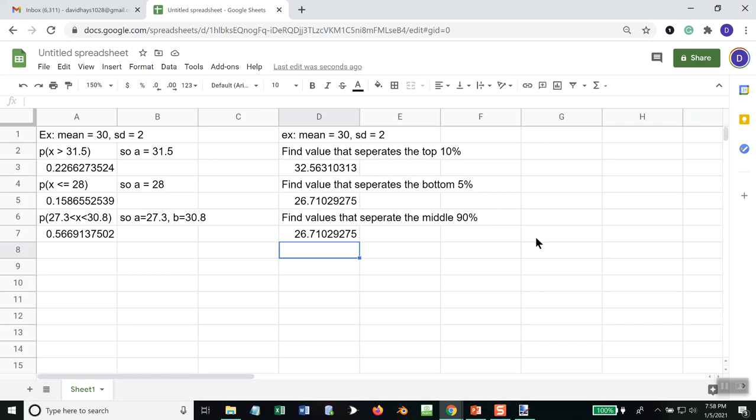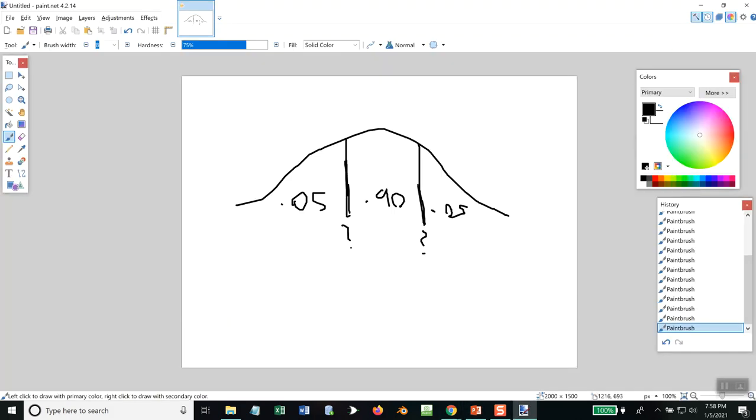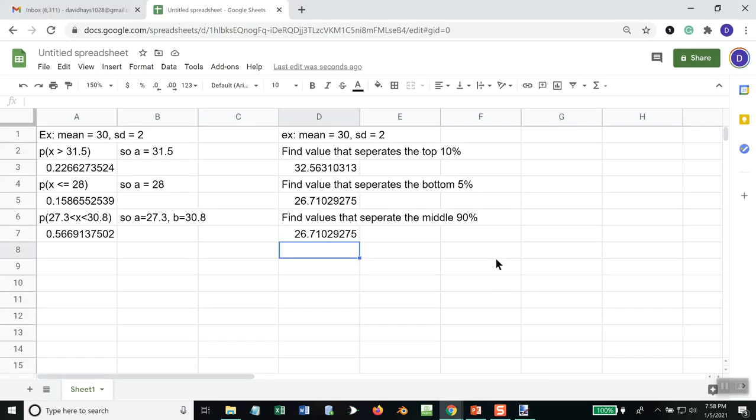And our other one, let's get back there. We're trying to find this one. We want the area to the left. Specifically, we want all the area to the left. So we have to add these two together. 0.05 plus 0.90 is 0.95. So equals norm.inv 0.95, comma, mean, which is 30, comma, standard deviation, which is 2. This would say that 90% of our data falls between these two values. Okay.